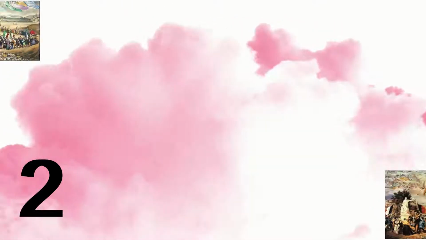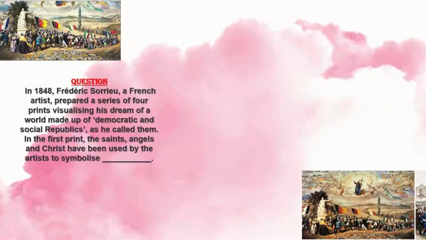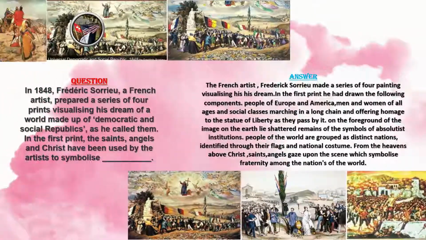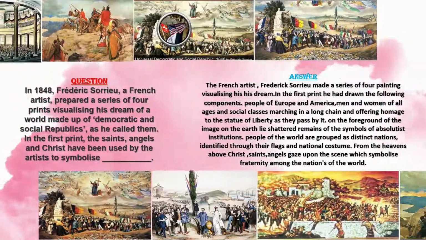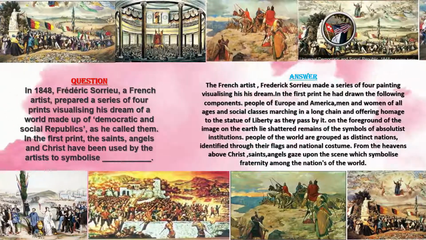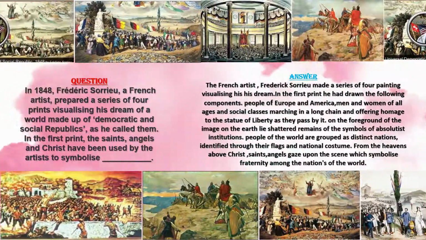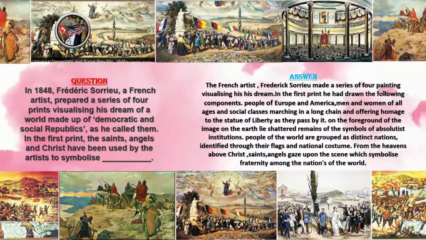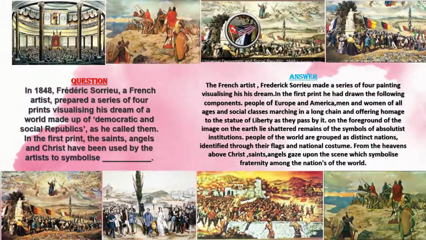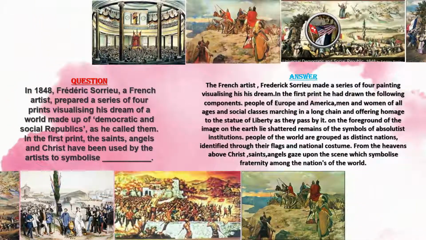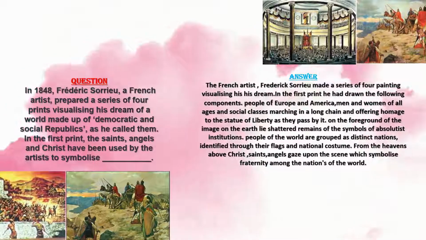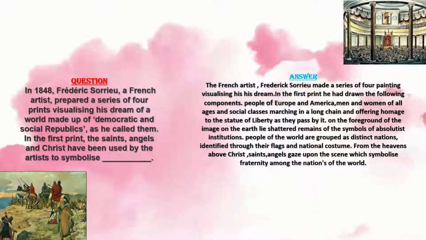Now the third question we have to deal with is: in 1848, Frédéric Sorrieu, a French artist, prepared a series of 4 prints visualizing his dreams of a world made up of democratic and social republics, as he called them. In the first print, the saints, angels, and Christ have been used by the artist to symbolize dash. The French artist Frédéric Sorrieu made a series of 4 prints visualizing a dream.